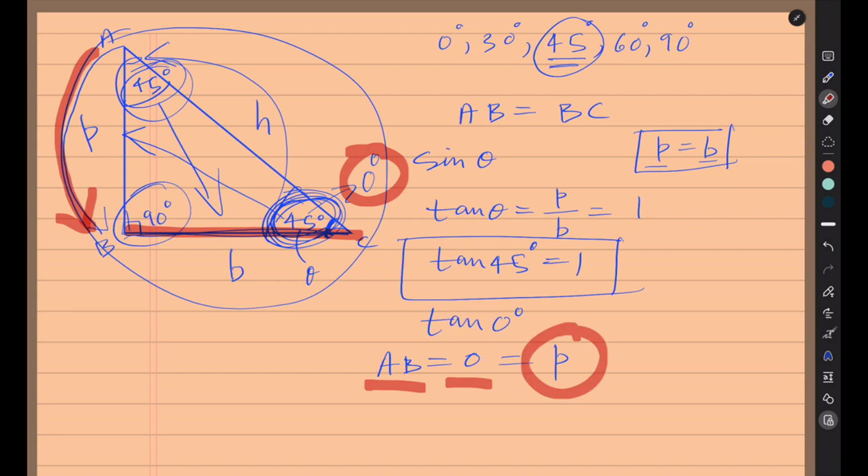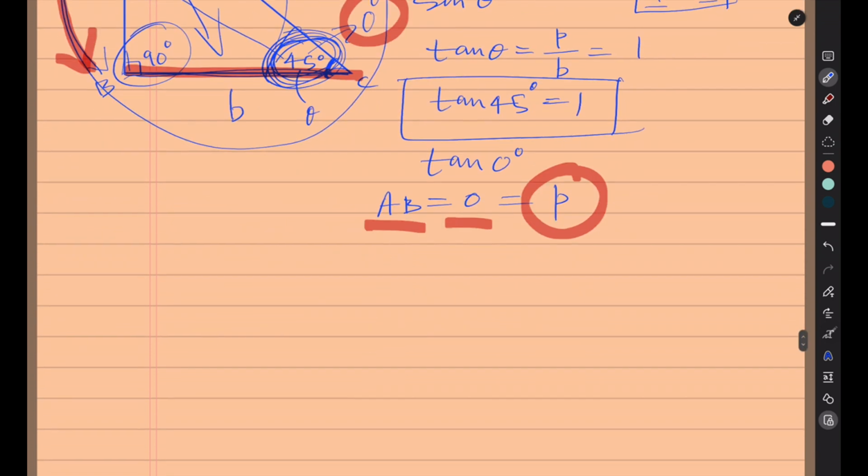So P will be 0. So tan 0 degree will again be P by B, isn't it? Means 0 divided by B means 0. So another thing which we established now is tan 0 degree will be 0. So tan 45 degree we found out, tan 0 degree we found out.